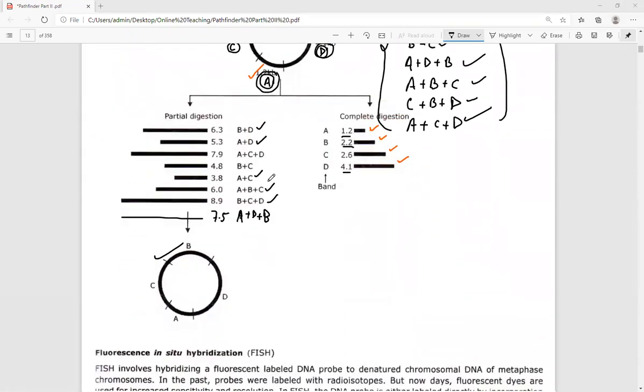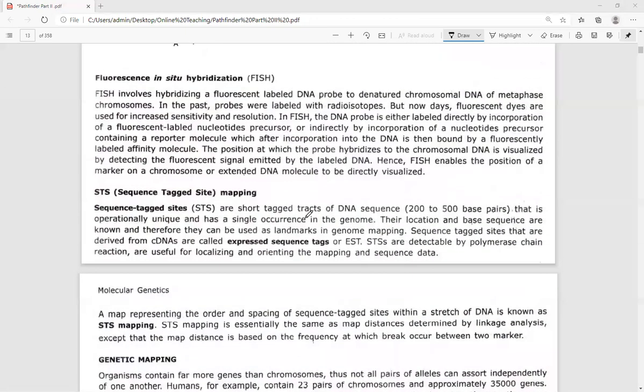Okay. Now moving forward. What do you mean by fluorescence in situ hybridization? Fluorescence in situ hybridization, as you know, is commonly referred to as the fish technique. In situ hybridization means within the cell, the hybridization is going to take place between the genomic DNA and the fluorescence dyes. So, the fluorescence dye is going to stain the genomic DNA. Then the technique is referred to as fish, also referred to as fluorescence in situ hybridization technique.